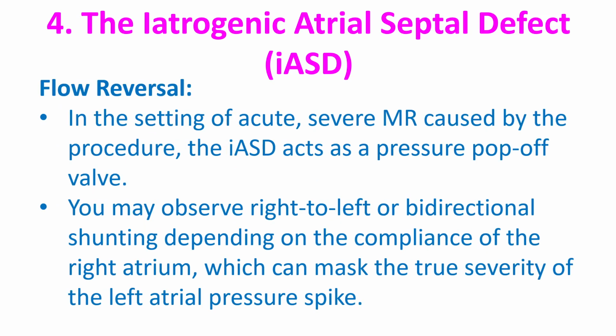Flow reversal. In the setting of acute severe mitral regurgitation caused by the procedure, the ASD acts as a pressure pop-off valve. You may observe right to left or bidirectional shunting depending on the compliance of the right atrium, which can mask the true severity of the left atrial pressure spike.